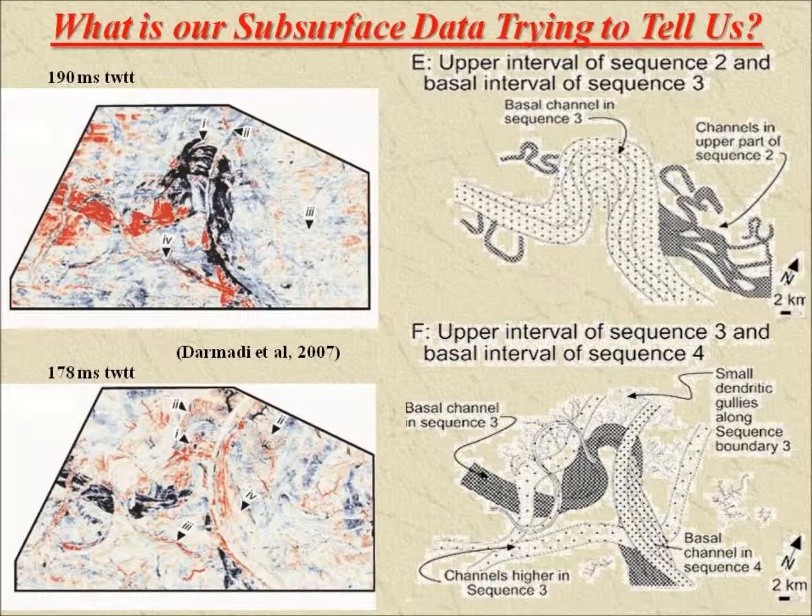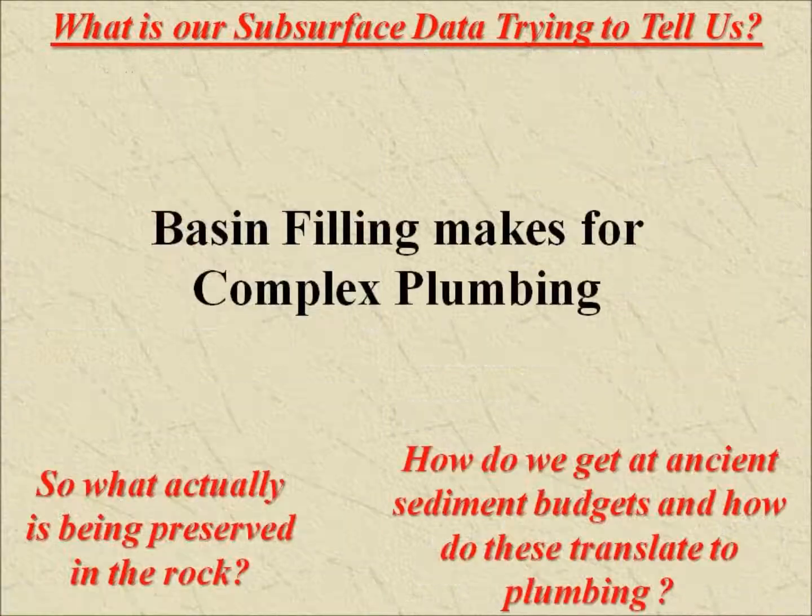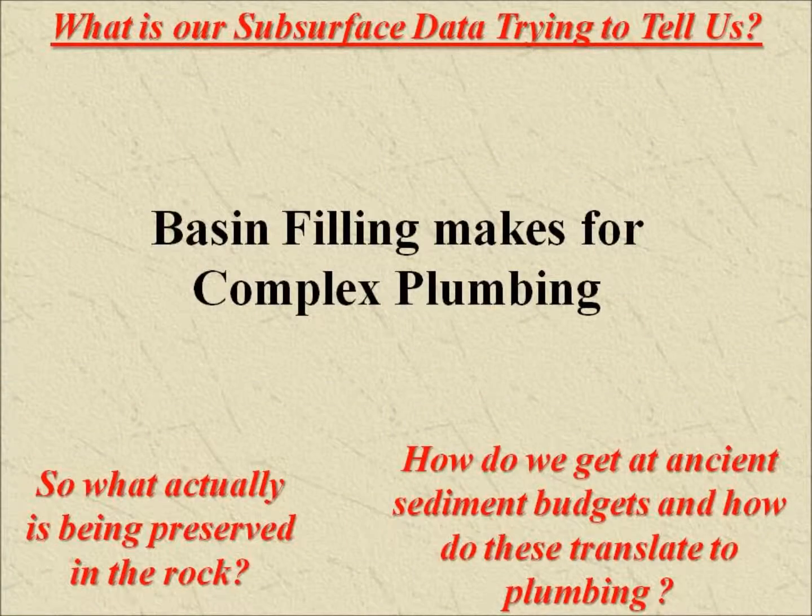And ultimately it all comes down to the same thing. We have subsurface data, we collect subsurface data, and we're asking ourselves, what is our subsurface data actually trying to tell us about reconstructing the flow paths? So I'll leave it with my little summary slide. The real big question is, what is our subsurface data trying to tell us? And we already know basin filling makes for some very complex plumbing. Ways to improve that are trying to get at the actual numbers that go into the basin to begin with, and trying to understand a little better what's actually being preserved in the rock. Okay, and I'm done. Thank you.